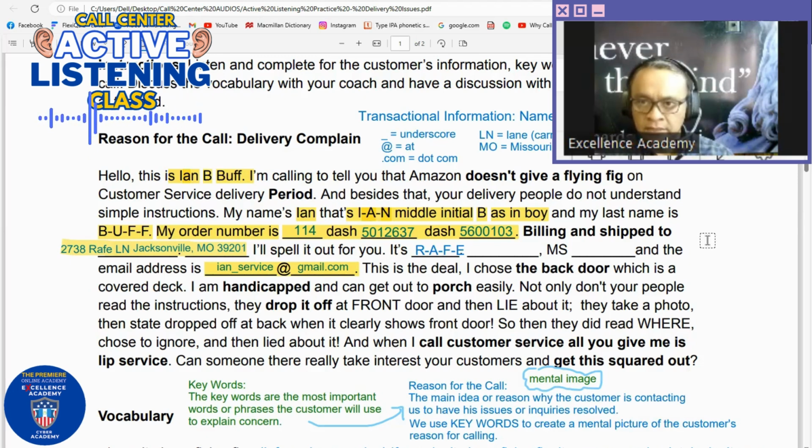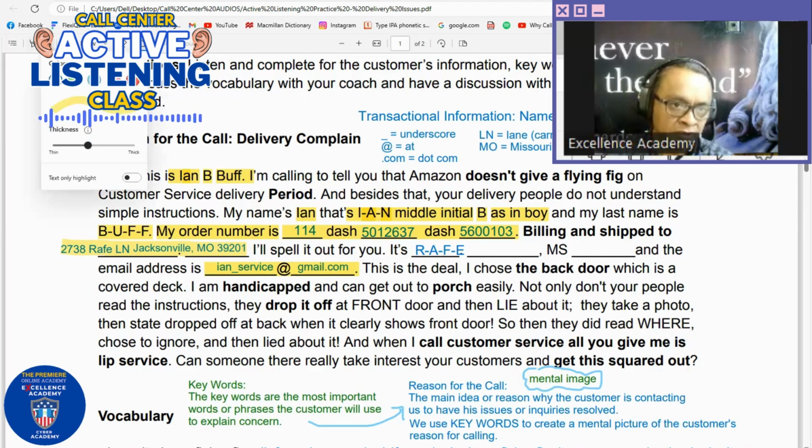Okay, great. So here, not everything is going to help me understand. The transactional information is only good for verification, but I'm interested in understanding why the customer is calling.